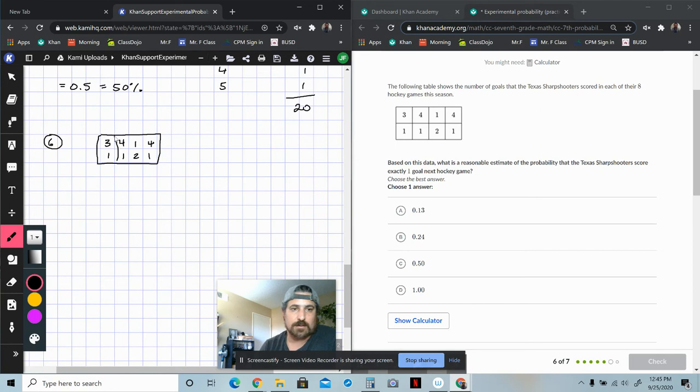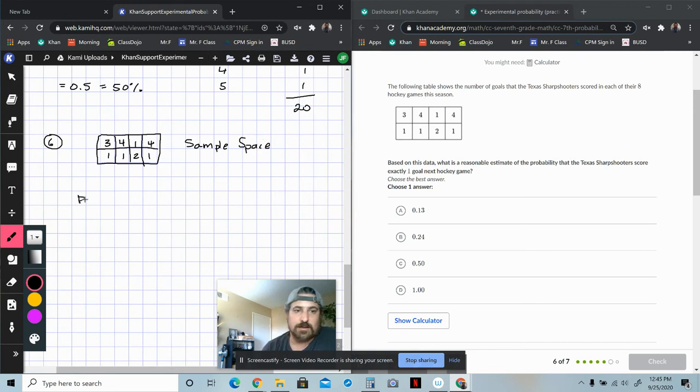So I can, oh, that's really sloppy. Let me try to write this a little bit nicer and cleaner for you guys. Okay, cool. So here's our sample space, right? The collection of all the things that have occurred before in this case. And it says the following table shows the number of goals that the Texas Sharpshooters scored in each of their 8 hockey games this season. Okay, that's fine. Based on this data, what is a reasonable estimate of the probability that the Texas Sharpshooters score exactly 1 goal next hockey game?